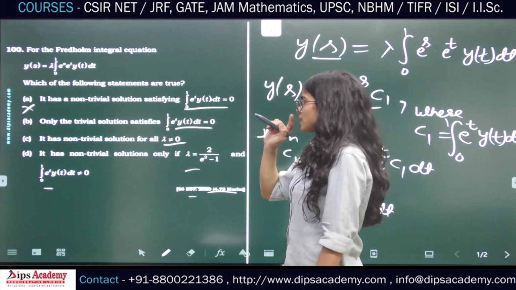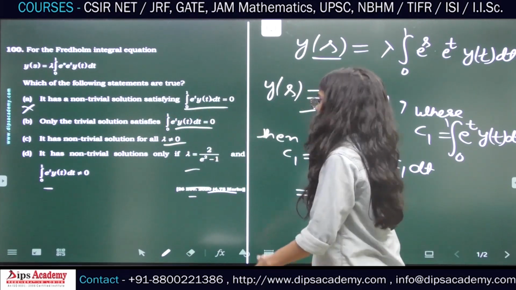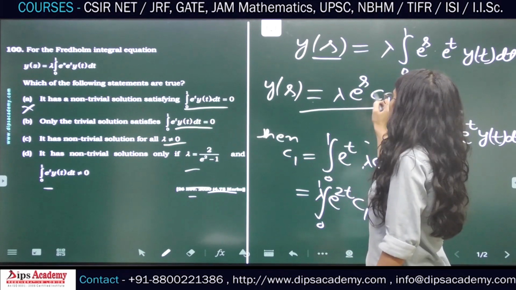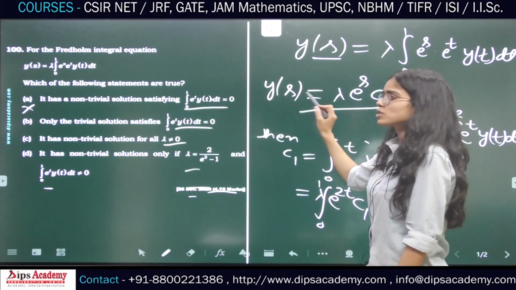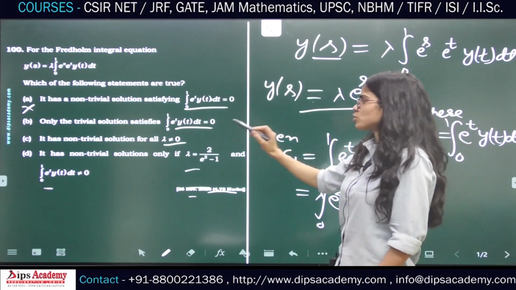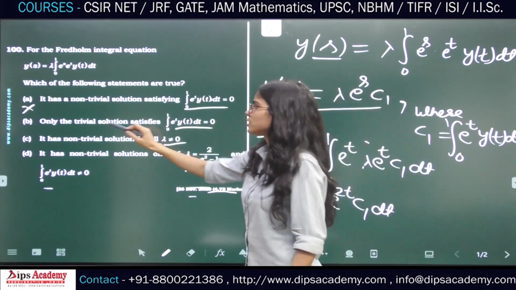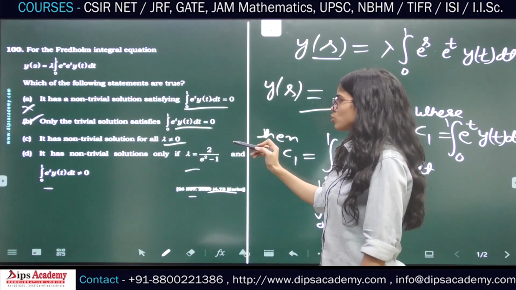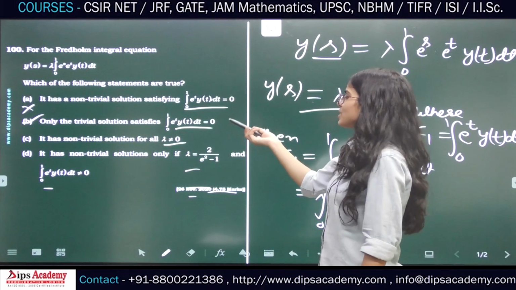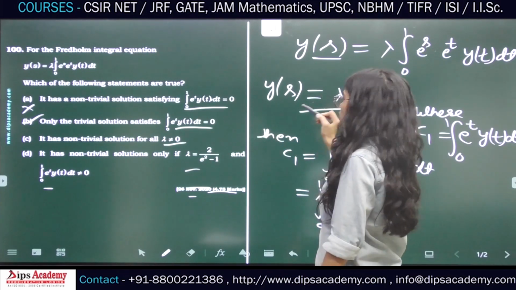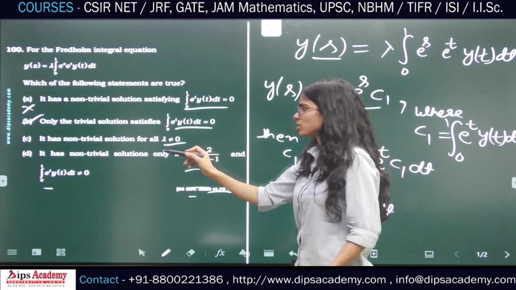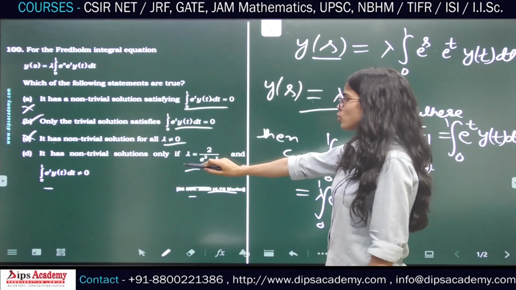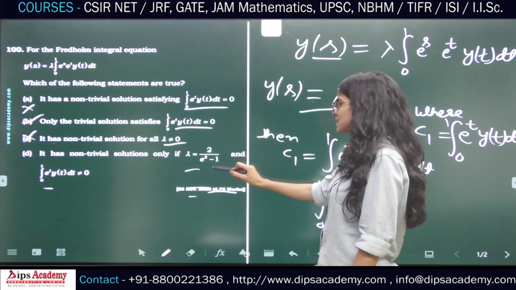The second one says only the trivial solution satisfies this. We found that whenever c1, this quantity, is 0, the right-hand side will be 0, so our solution will be the trivial solution. So only the trivial solution satisfies this, and this is true. Option C says it has a non-trivial solution for all lambda non-zero. But whenever c1 is 0, it doesn't depend on lambda, so this is wrong.